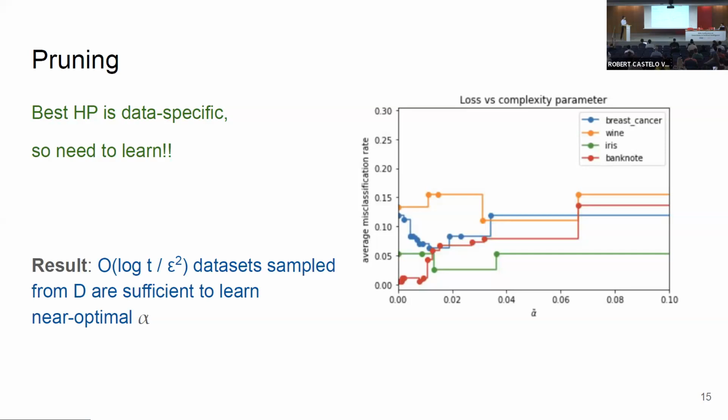This implies we're using log T over epsilon squared data sets. We are able to learn from the data sets coming from a distribution what the best value of the hyperparameter is going to be. Again, in this case, the algorithm for implementing this learning procedure is pretty efficient. So we have both data efficiency as well as computational efficiency.